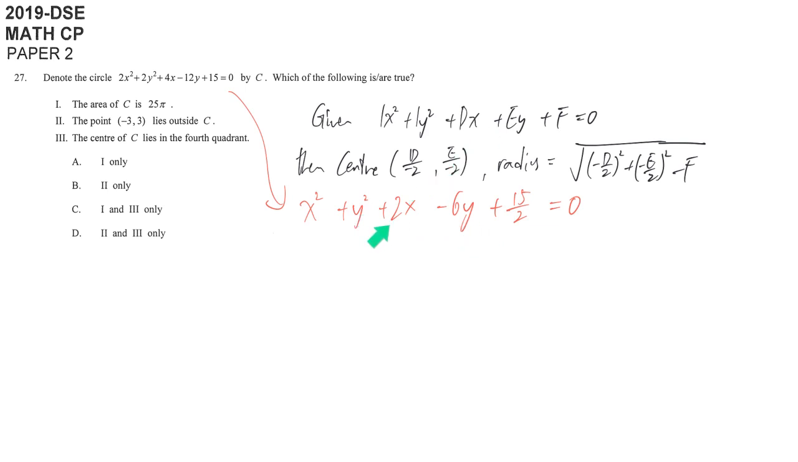So d is 2 and e is -6. We can find out the center now. So it's (-1, 3) here. And then we also find the radius.